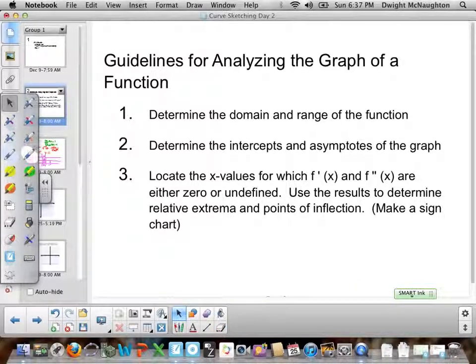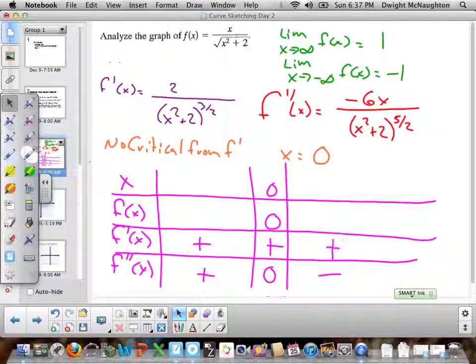So let's do a problem. Remember, to facilitate this, I'm going to make the sign chart for you. The focus is just on interpretation, and that is very similar to what they do in the AP exam. So here's our function: f of x equals x over the square root of x squared plus 2.